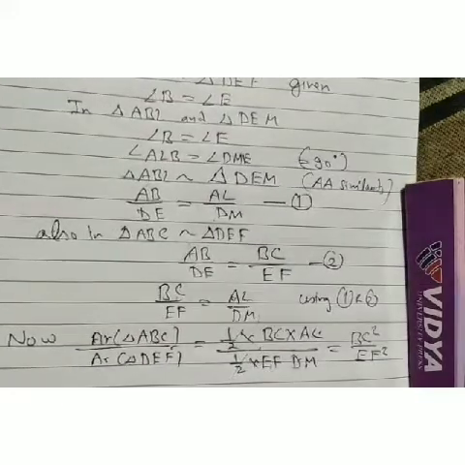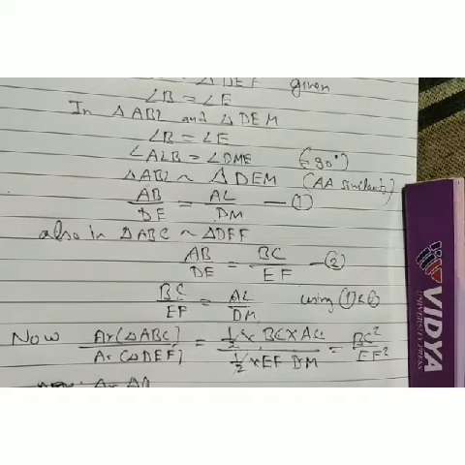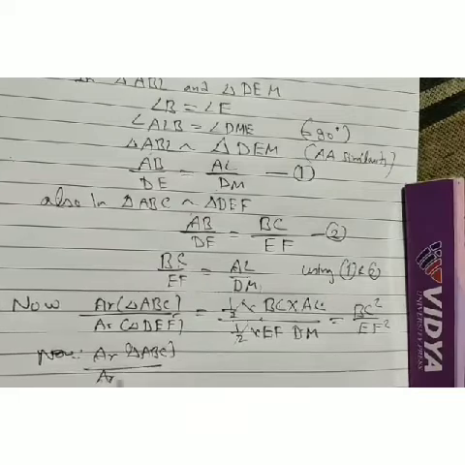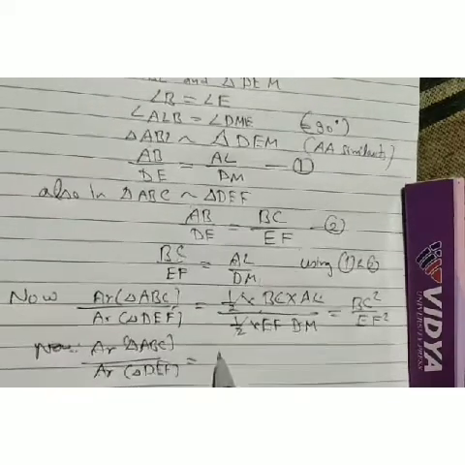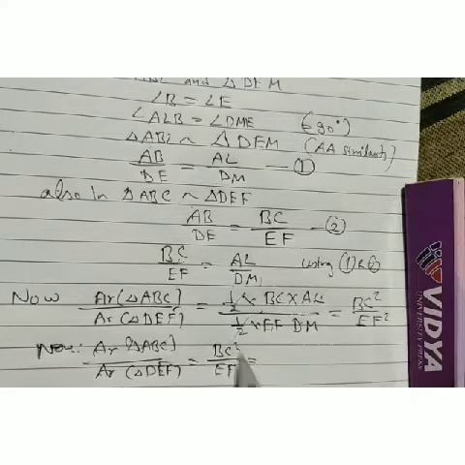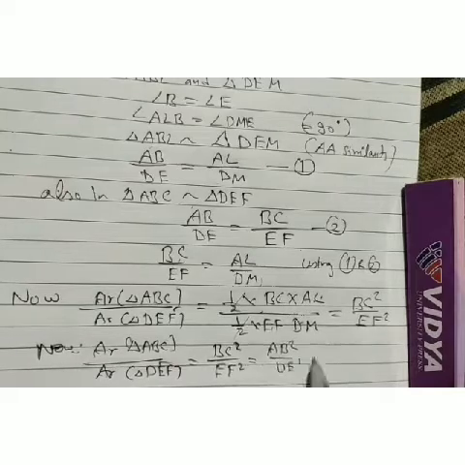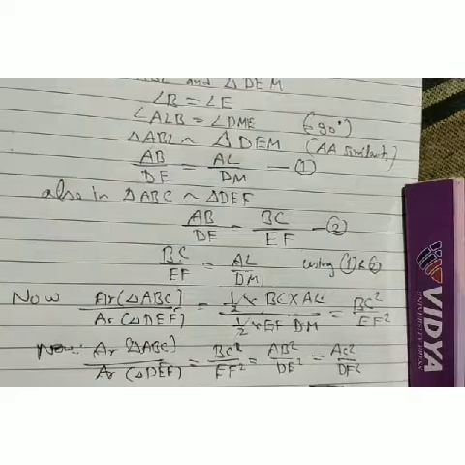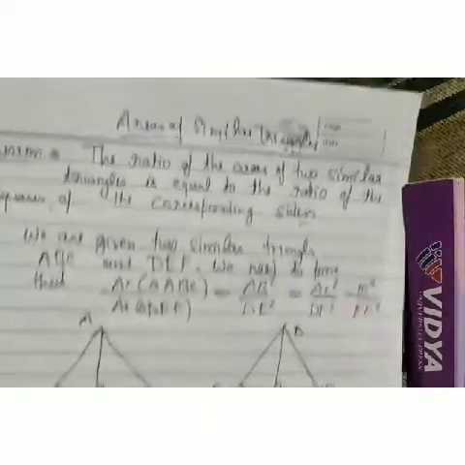After that we can write down now. Therefore, area of triangle ABC to the area of triangle DEF is what? BC square to EF square. So these triangles are similar. Then it can be changed to AB square is to DE square, or equal to AC square to DF square. This is our Area Theorem of similarity of triangles. We are going to revise it again.